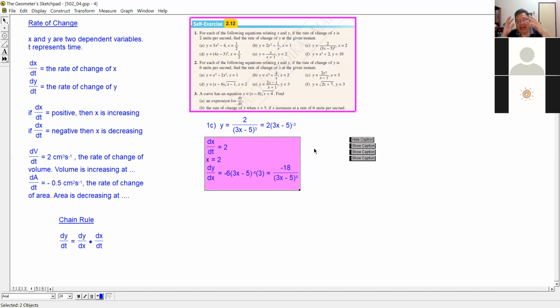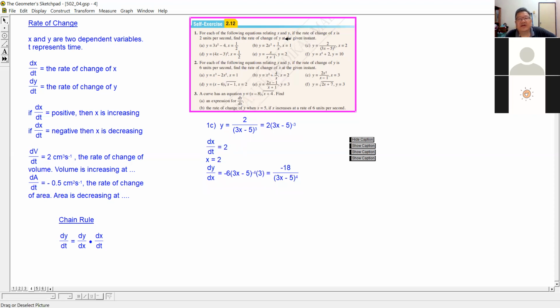Because at different times, the rates of change are different. It depends on the formula. So you cannot assume that when x equals 3 or x equals 4, the rate is still 2. Not necessary. The dx dt equals to 2 is only when x equals 2. When x has other values, the dx dt may be different. So these two things you have to write out yourself.